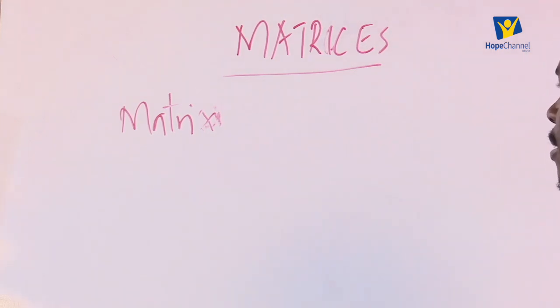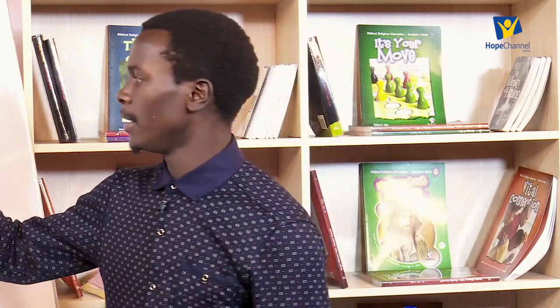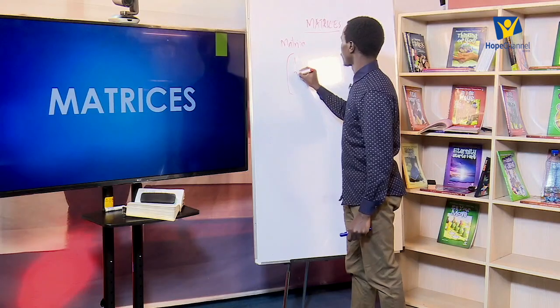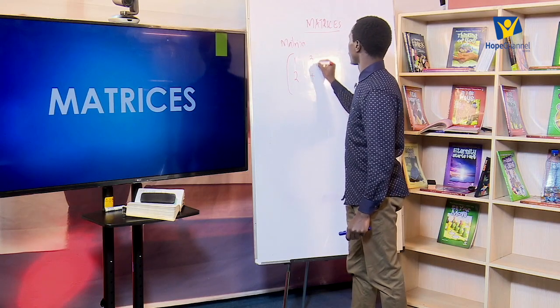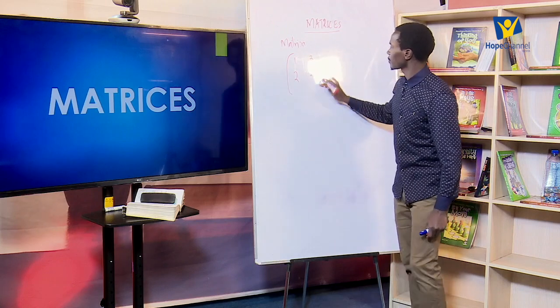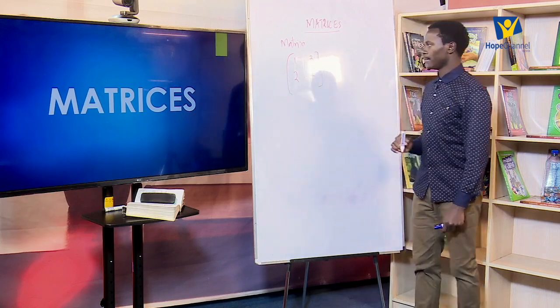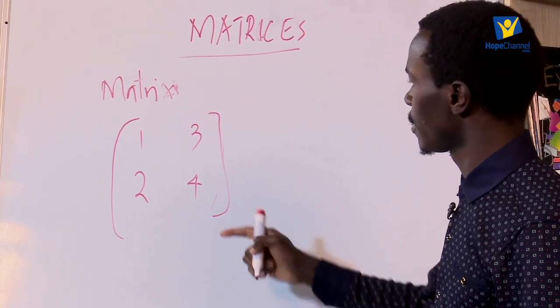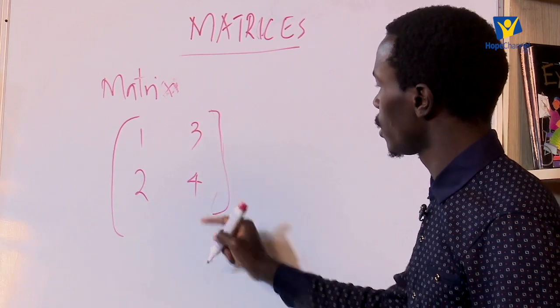Now, what is a matrix? A matrix is a rectangular pattern of numbers. It can be an arrangement of numbers in rows and columns. Let's say, for example, we have that arrangement right there, which is 1, 3, 4, 1, 3, 2, 4.